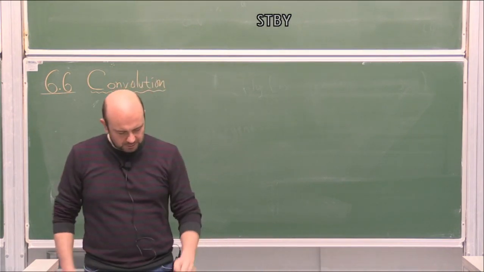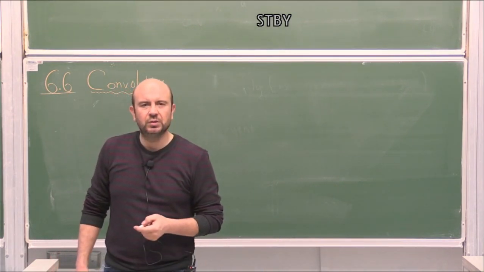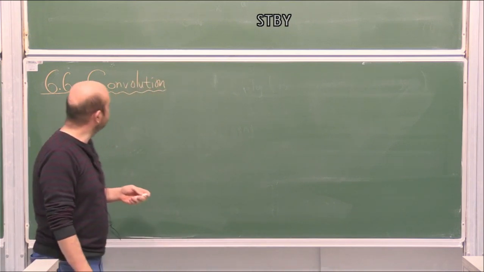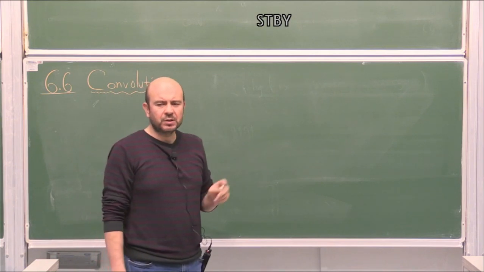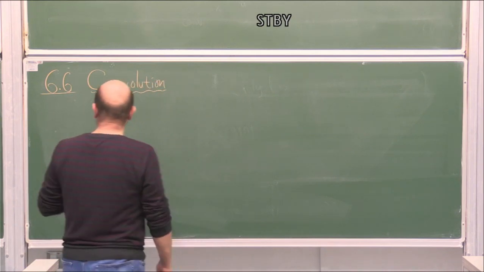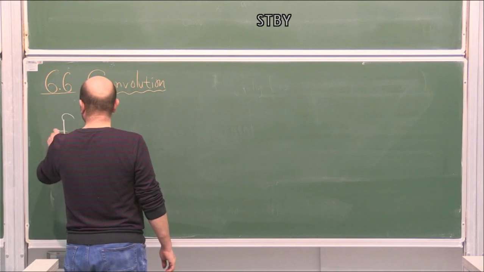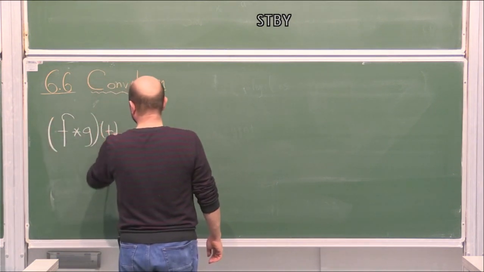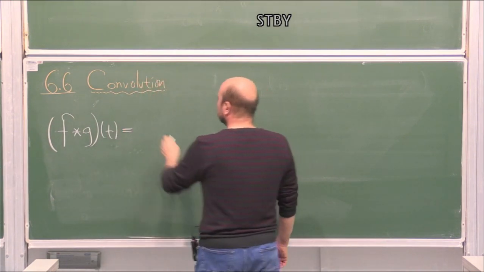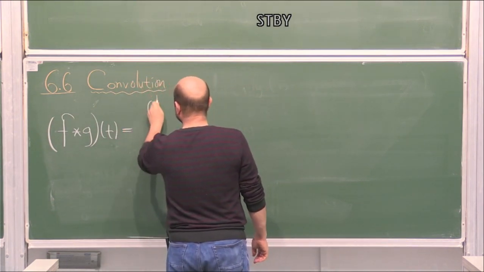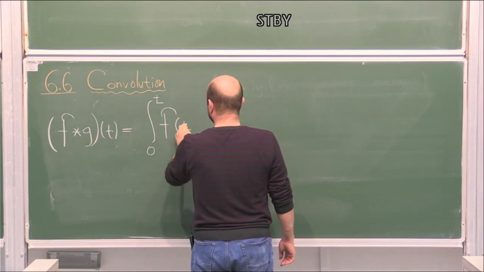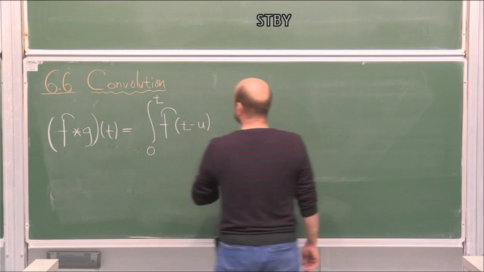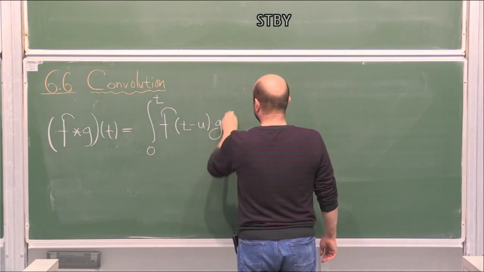Hi everyone. Today we will continue also with convolution, and we will finish chapter 6. Okay, so last time we talked about convolution, and the convolution of two functions is defined by the integral in the following way, from 0 to t. So f inside we write t minus u and g of u du.